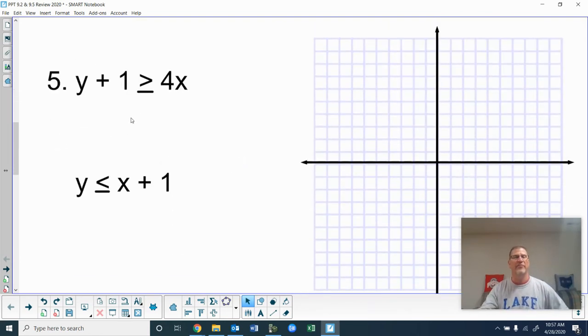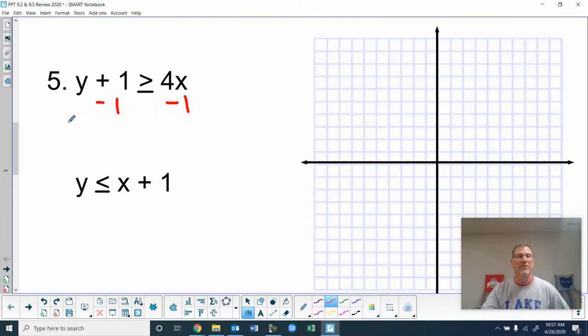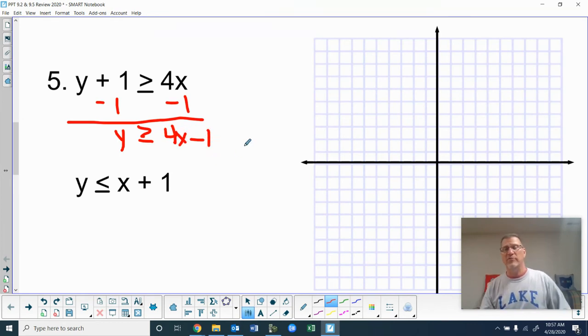This first one for number 5, we've got to subtract 1 to get Y by itself. And again, if you want, once you get Y by itself, you can put it in your calculator to see where they are. You really don't need to. You guys are smart enough to do these without the calculator. On the prevalent ones, I would definitely put it in the calculator though.